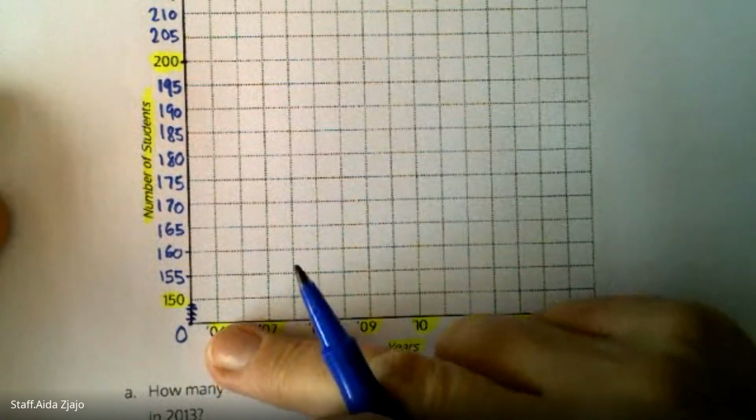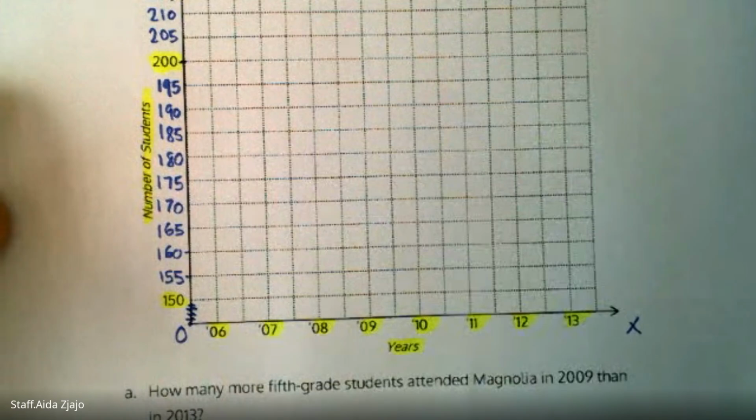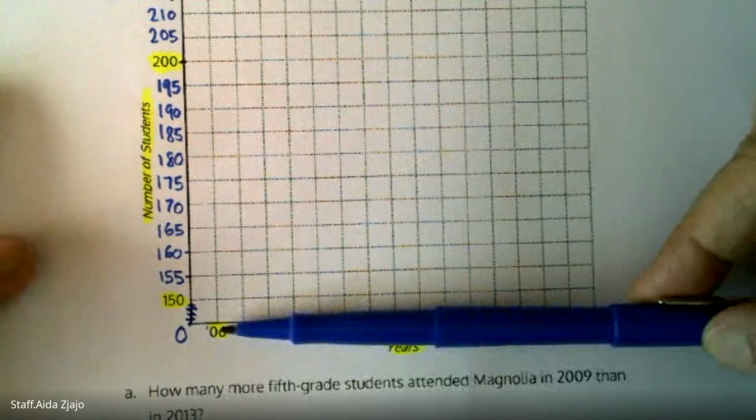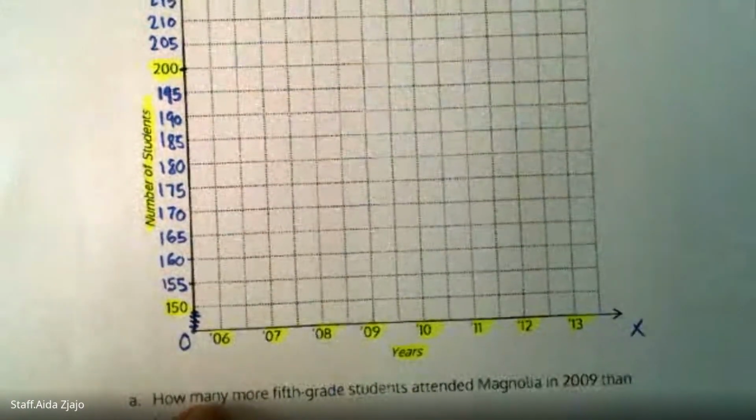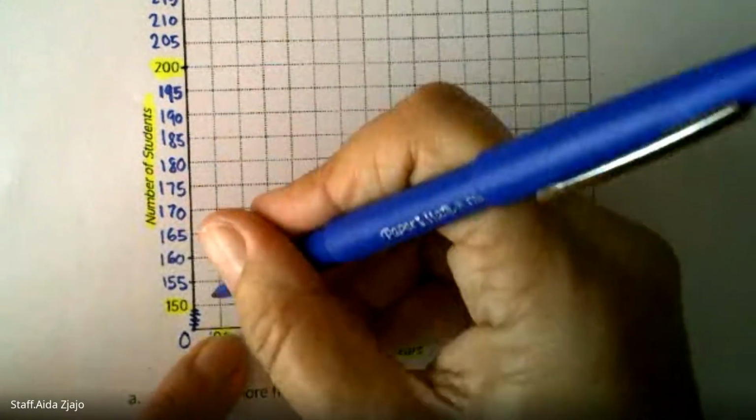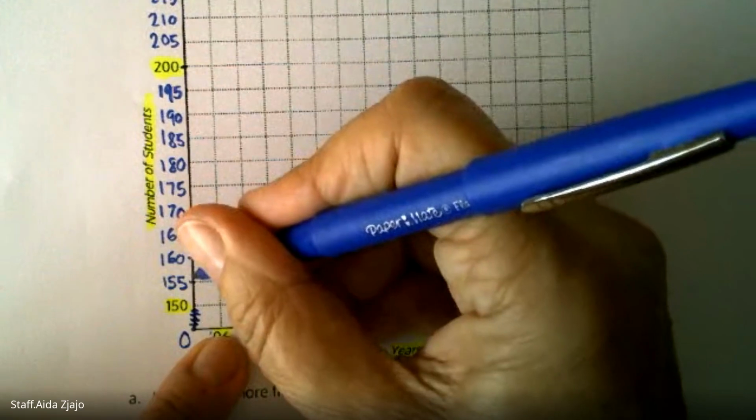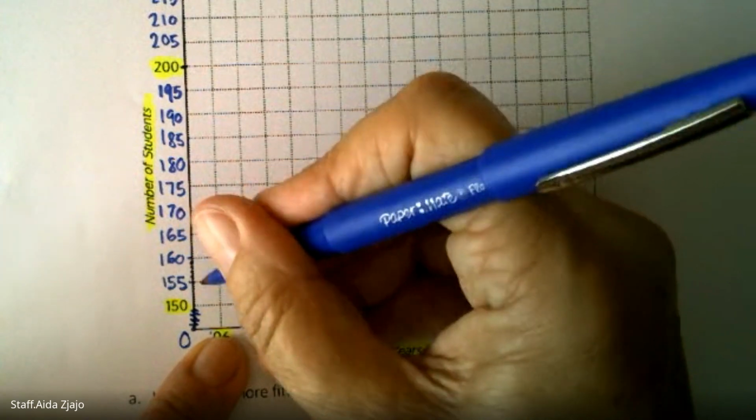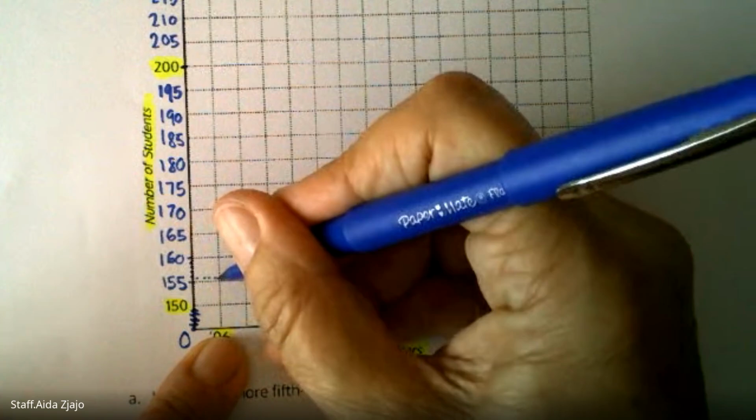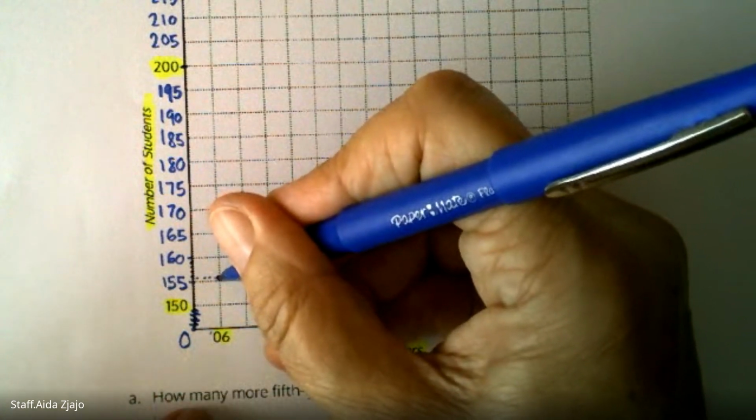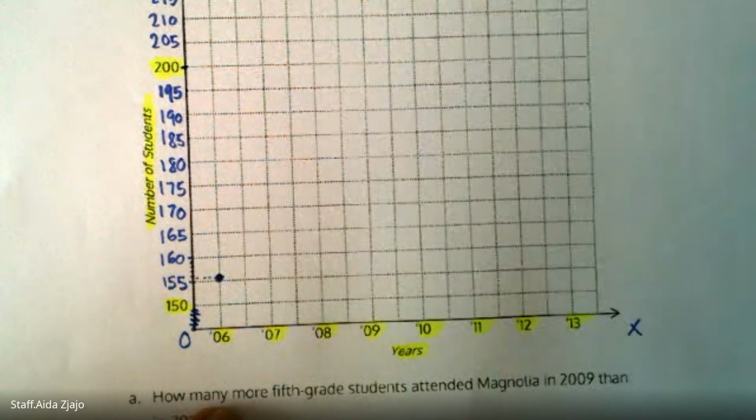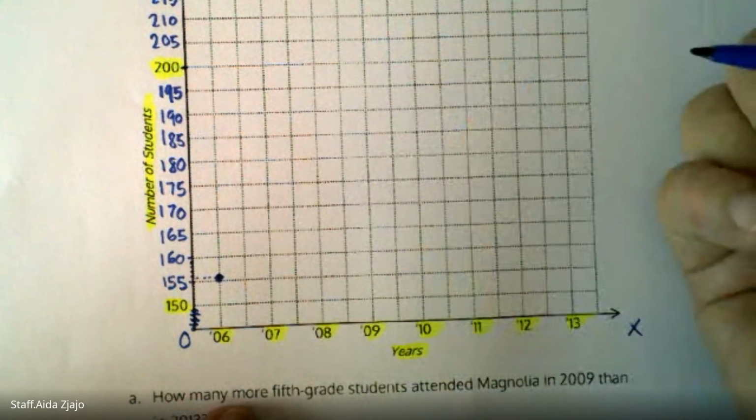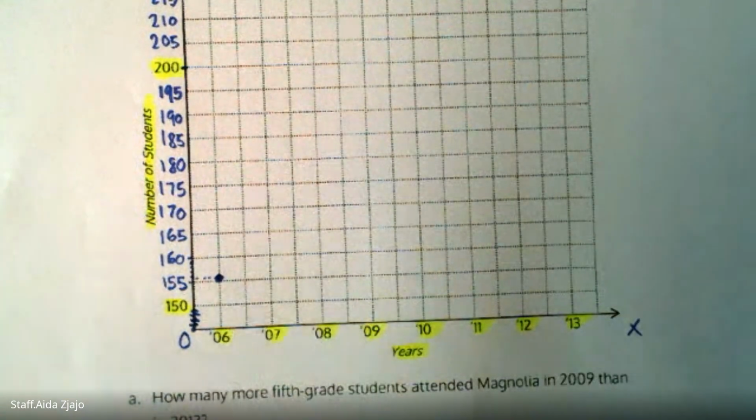So the story says the Magnolia School has changed over time. The school opened in 2006, and it started with 156 students. So if this is 155, and this is 4 lines here, 1, 2, 3, 4, this right here is going to be 156.